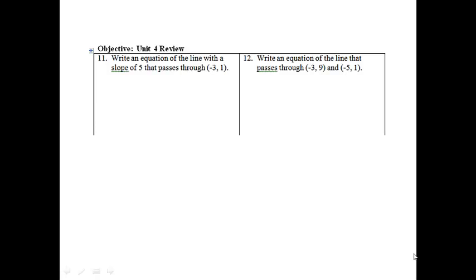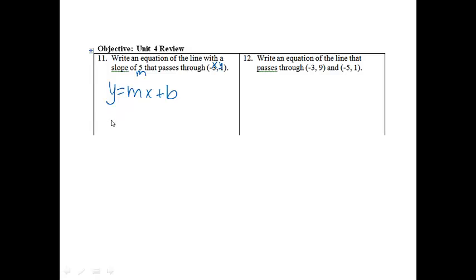Unit 4 review. Question number 11. Write an equation of the line with a slope of 5 that passes through negative 3, 1. So first thing, if I want an equation of a line, I know I'm going to have y equals mx plus b. And I'm going to label my x and my y. And if it's a slope of 5, my m will be 5.